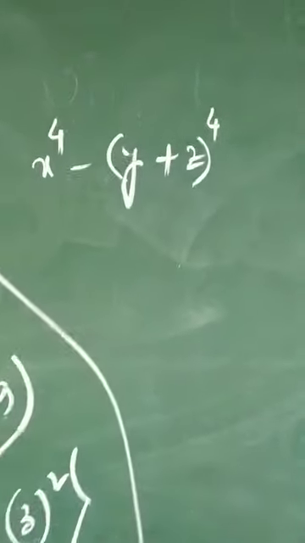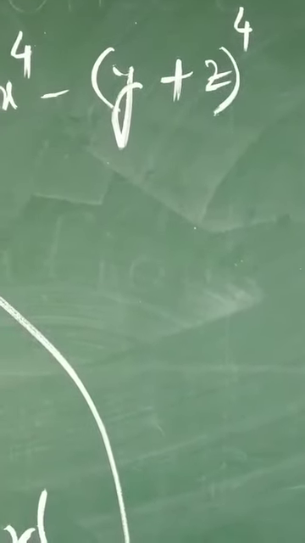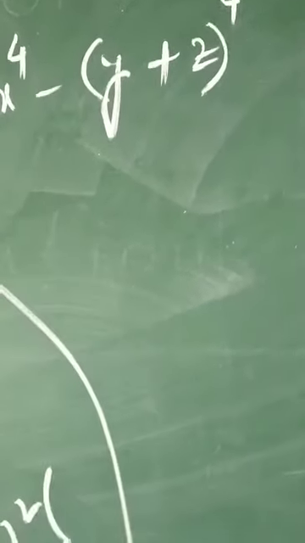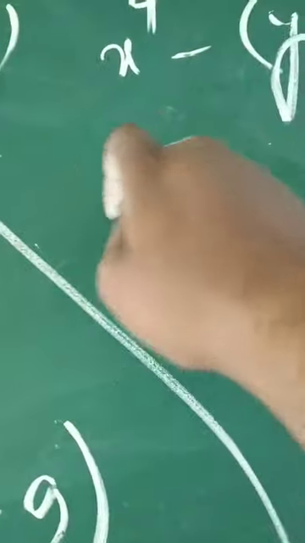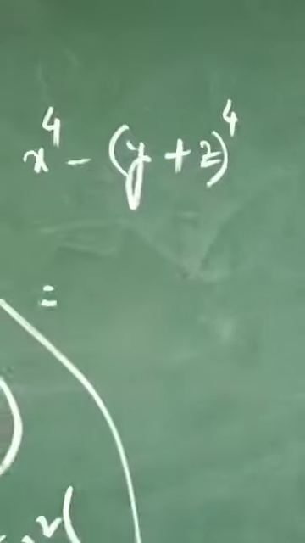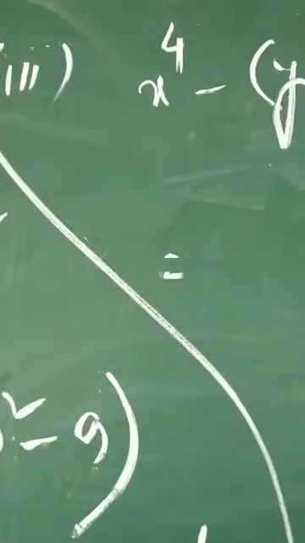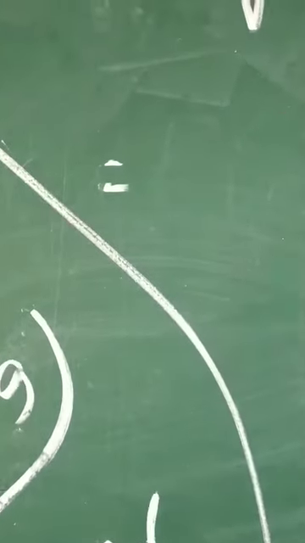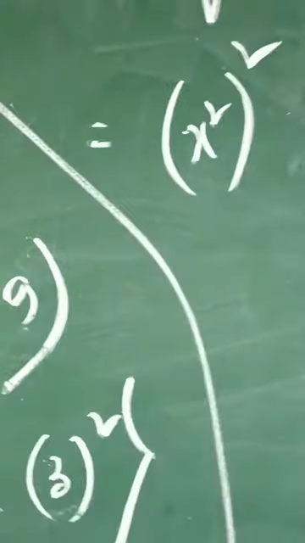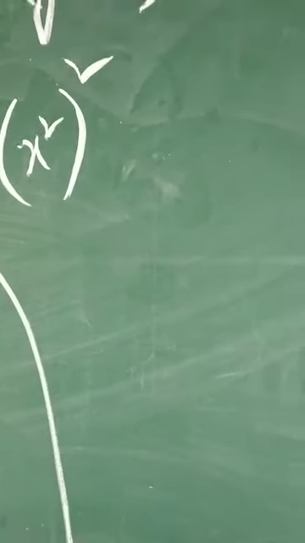The next question is x to the power 4 minus, in bracket, y plus z, whole to the power 4. Let us check how to do this. Children, I want to factorize it using the a square minus b square identity. Now you might be thinking, sir, how did you understand that you need to apply a square minus b square? Actually, we have arrived at it through some process. X to the power 4 can be written in the form of x square whole square.